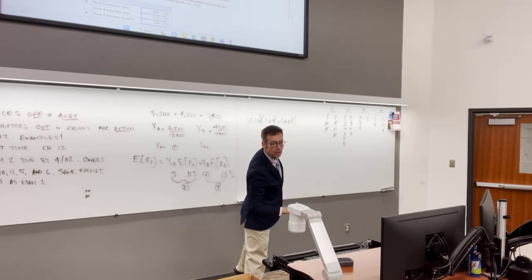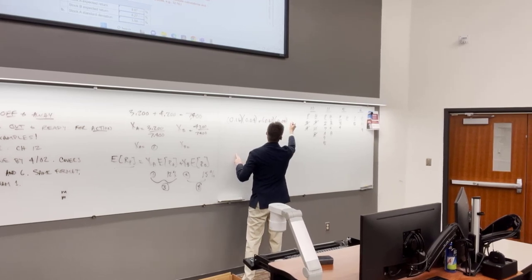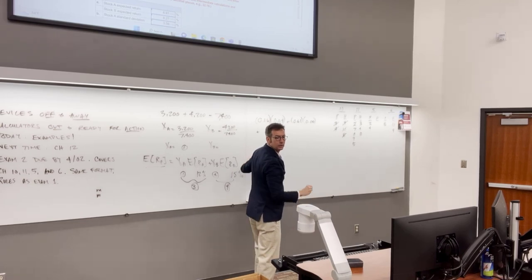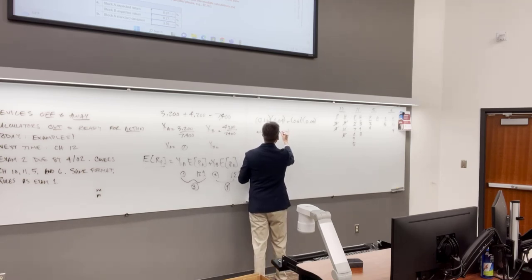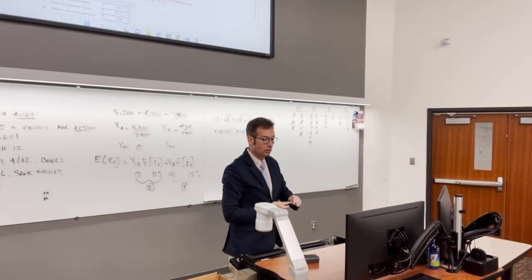times 0.08 plus 0.23 times 0.15. By the way, what do all those probabilities have to add up to? 100, yeah, 1 or 100%.